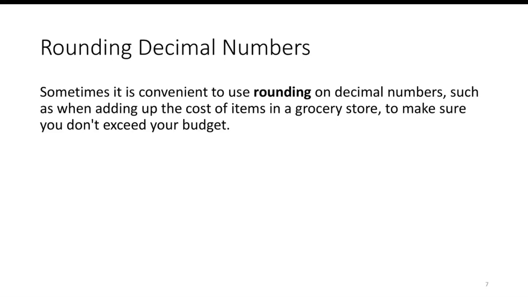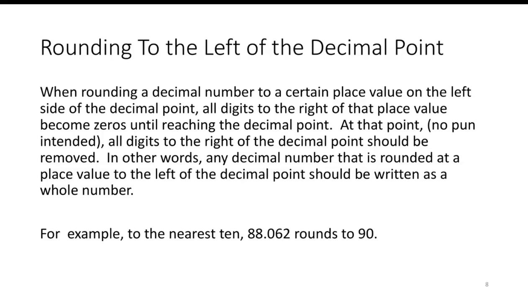Sometimes it is convenient to use rounding on decimal numbers, such as when you're adding up the cost of items in a grocery store to make sure you don't exceed your budget. When rounding a decimal number to a certain place value on the left side of the decimal point, all digits to the right of the place value become zeros until reaching the decimal point. At that point, all digits to the right of the decimal point should be removed.